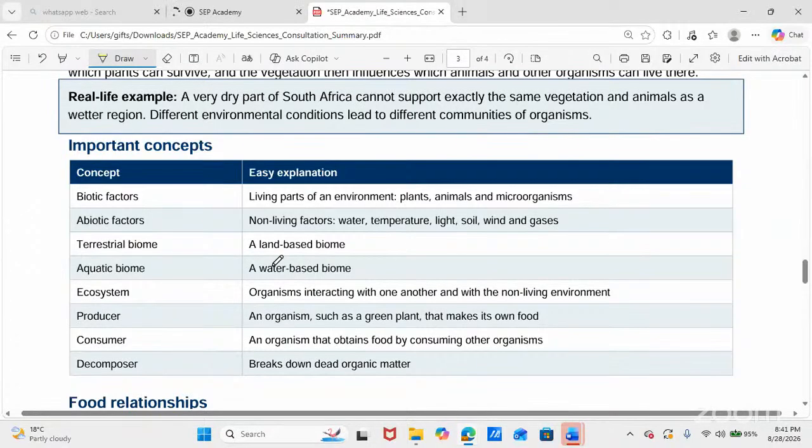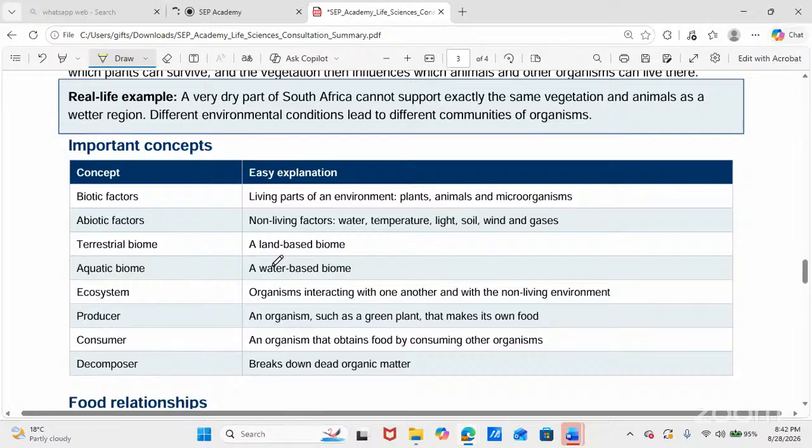It does breathe a certain type of gas, which is what? Carbon dioxide. So when we talk about microorganisms, we're talking about organisms that we cannot see with our naked eye. We have to use what? A microscope. And when we talk about macroorganisms, we talk about those organisms that we can see with our naked eyes. Under biotic factors, we also talk about plants and animals. We as humans are also part of the biotic factors because we are animals. We are living parts of an environment.